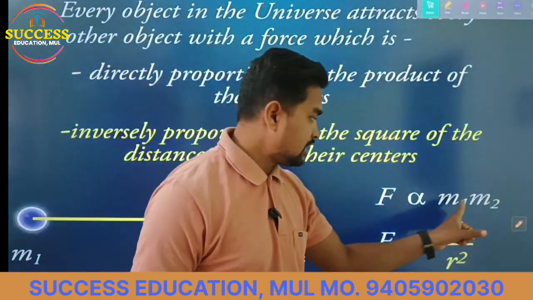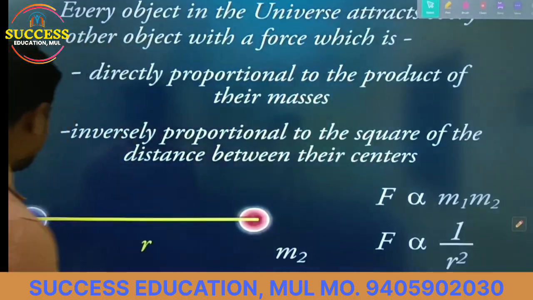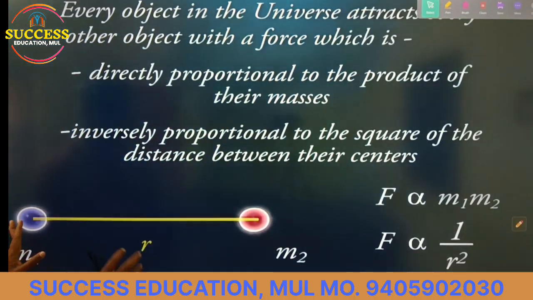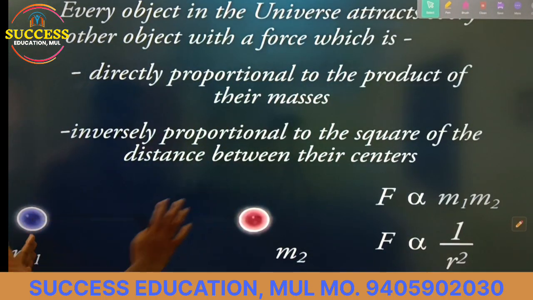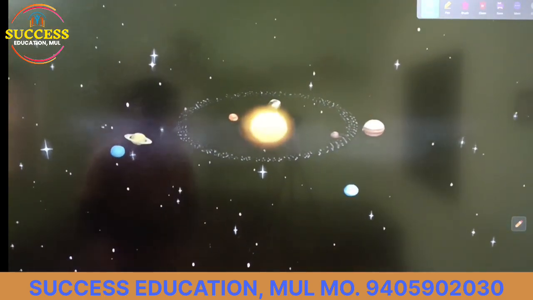F is directly proportional to m1 and m2, and F is directly proportional to 1 upon r square, where m1 and m2 are the masses of these two objects, so this object and this object, okay, and r is the distance between the two objects.